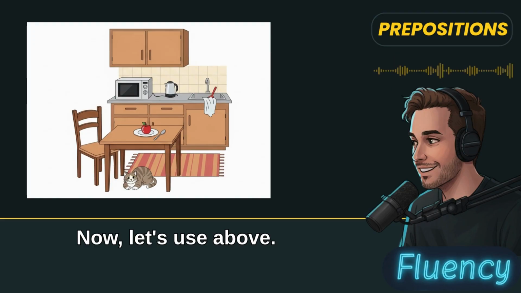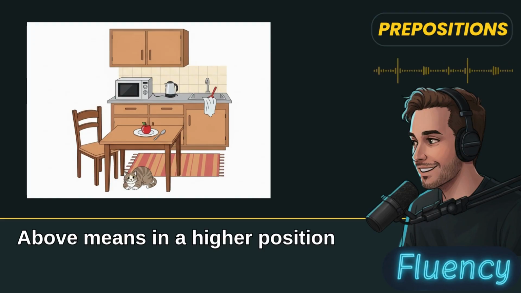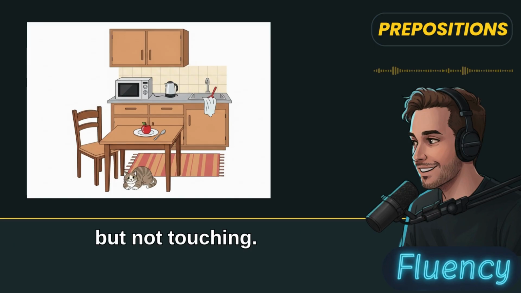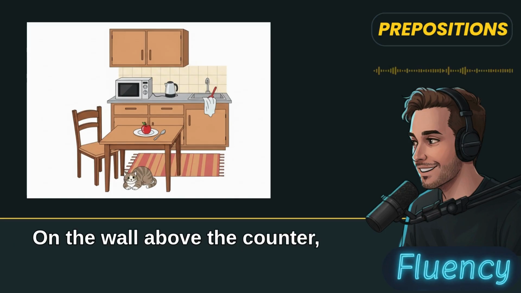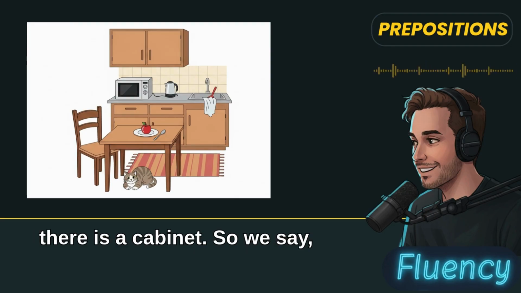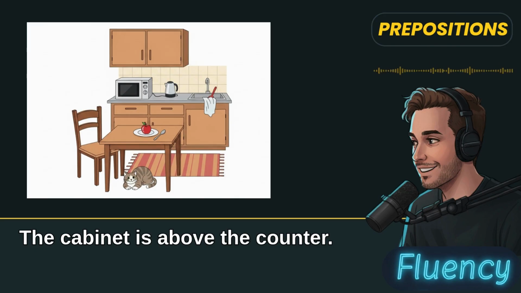Now, let's use above. Above means in a higher position but not touching. On the wall above the counter, there is a cabinet. So we say, the cabinet is above the counter. Repeat, the cabinet is above the counter.